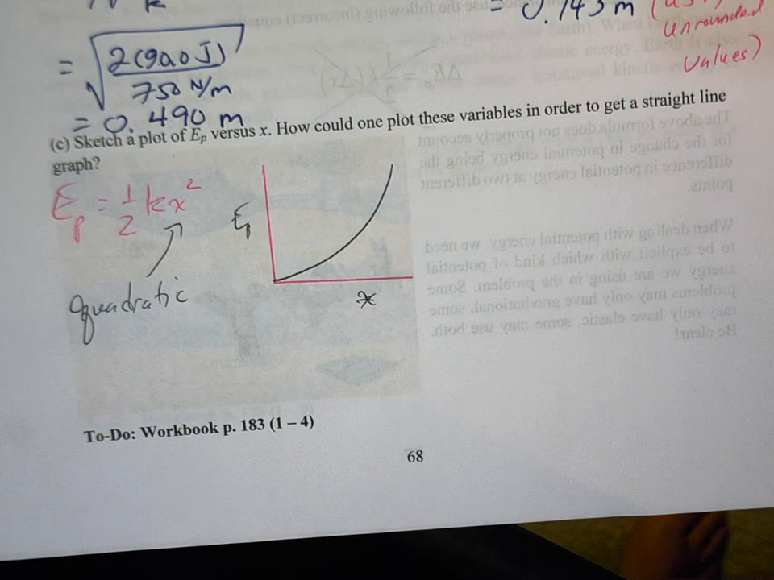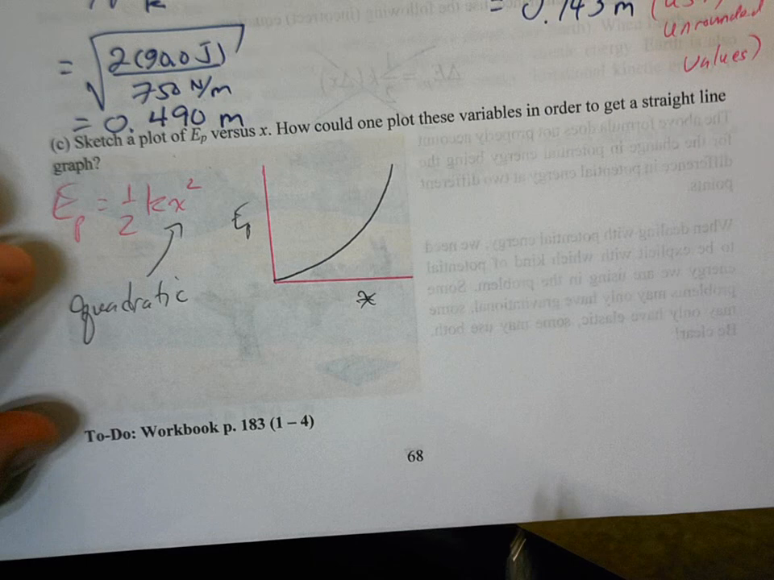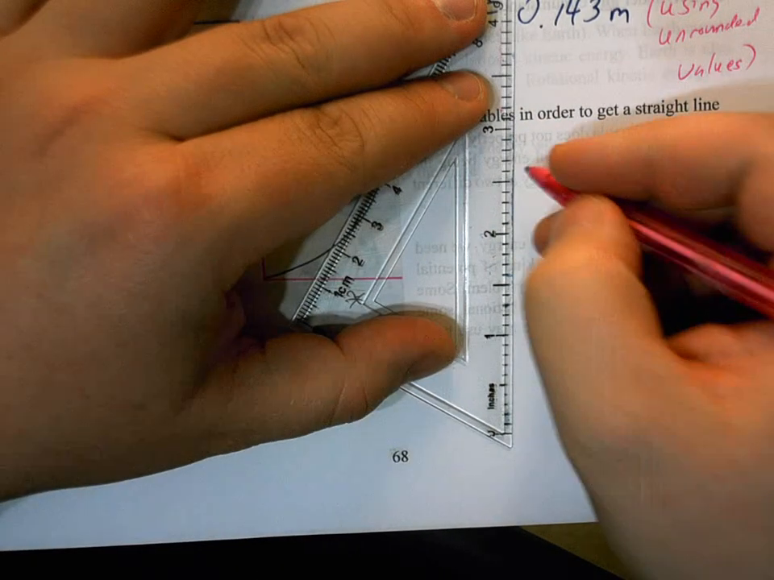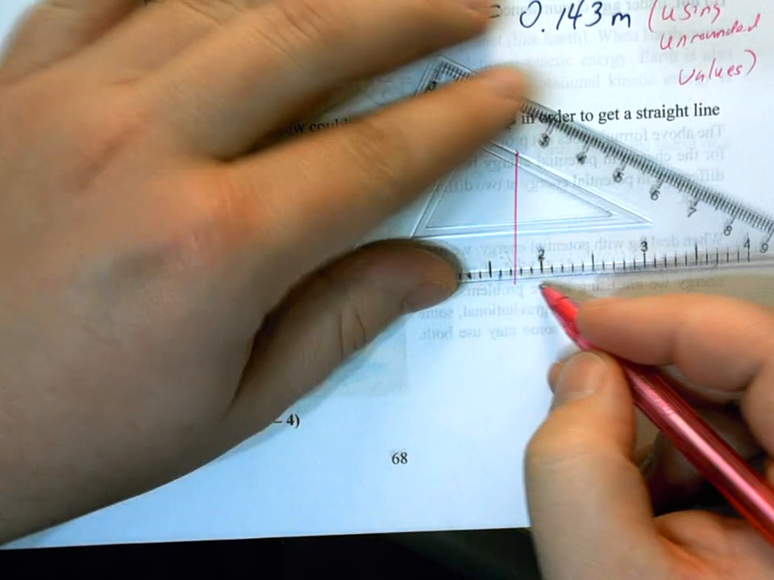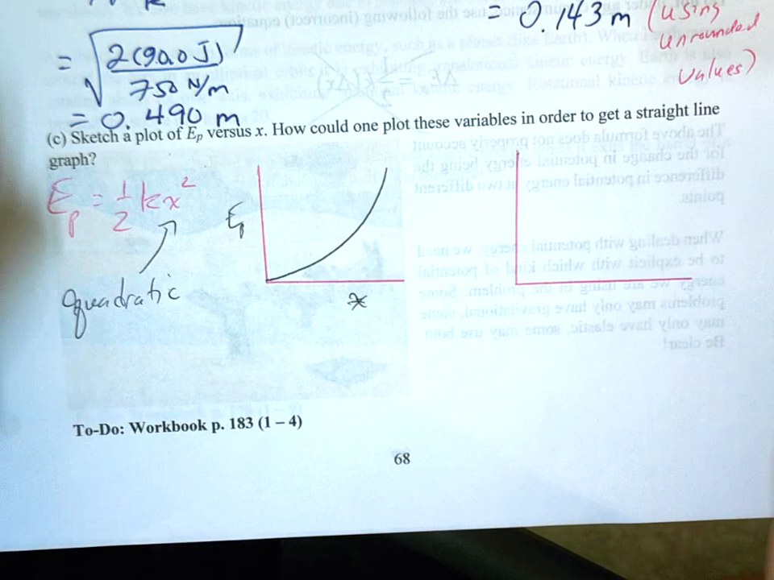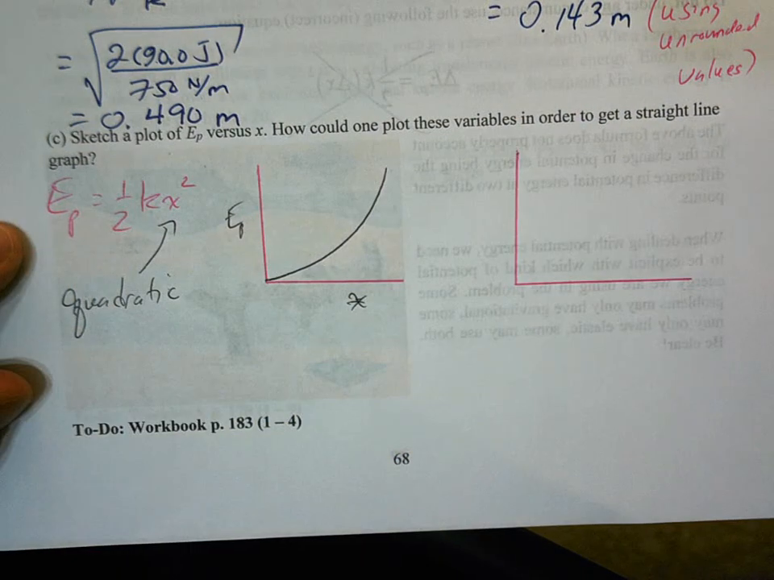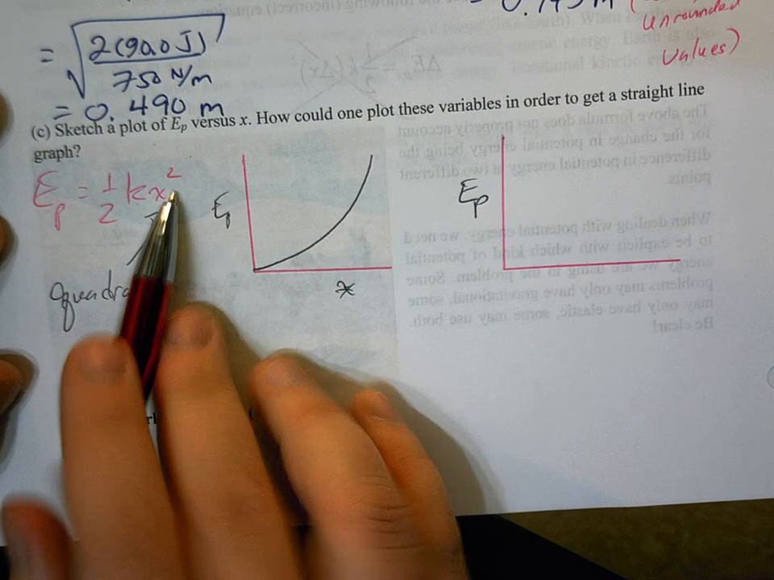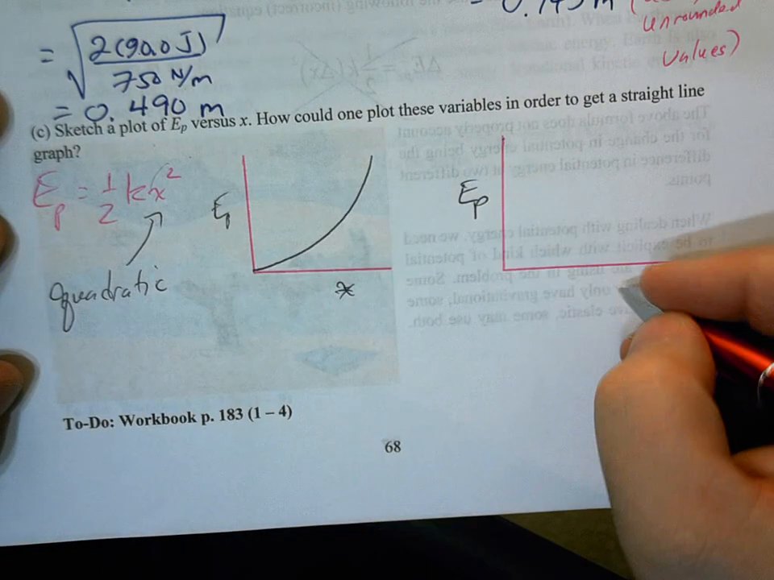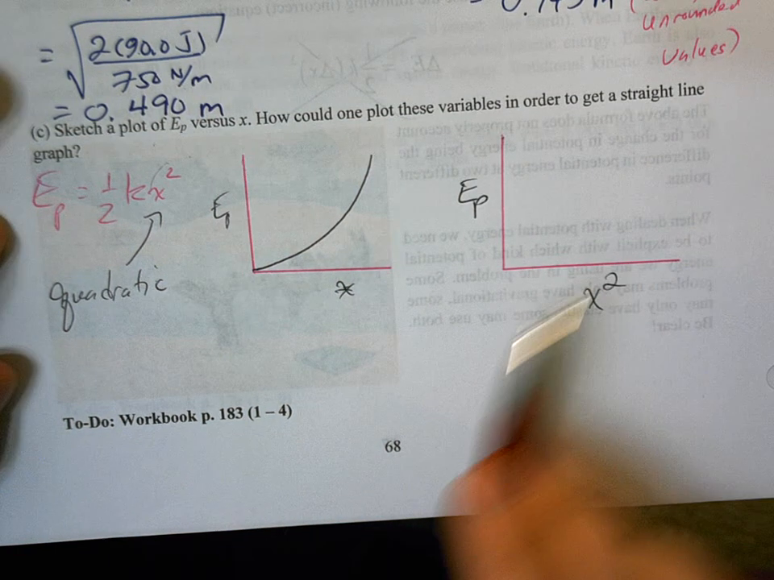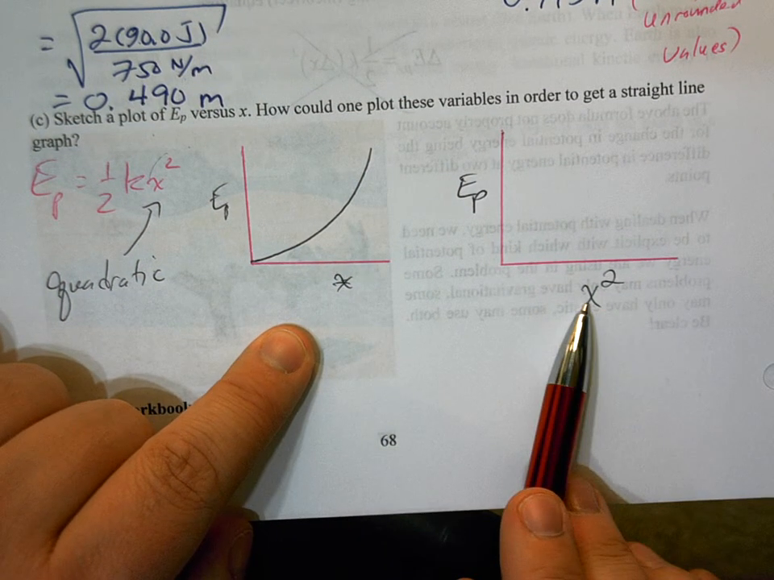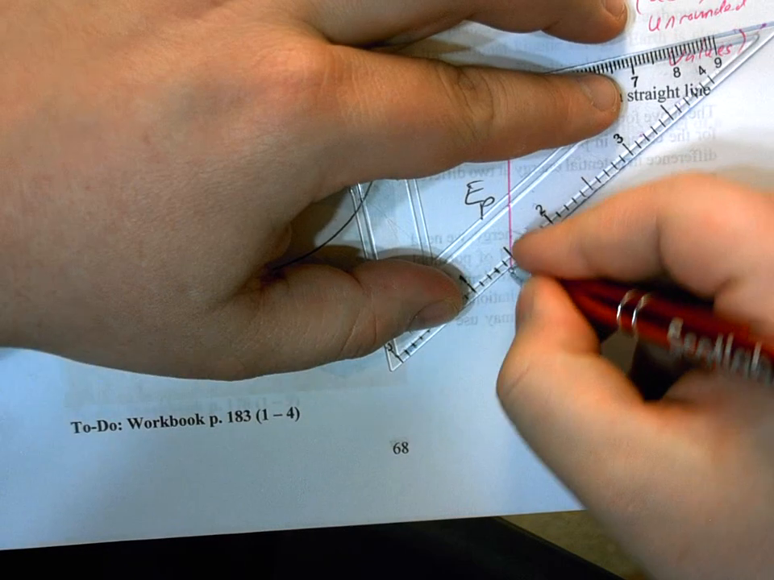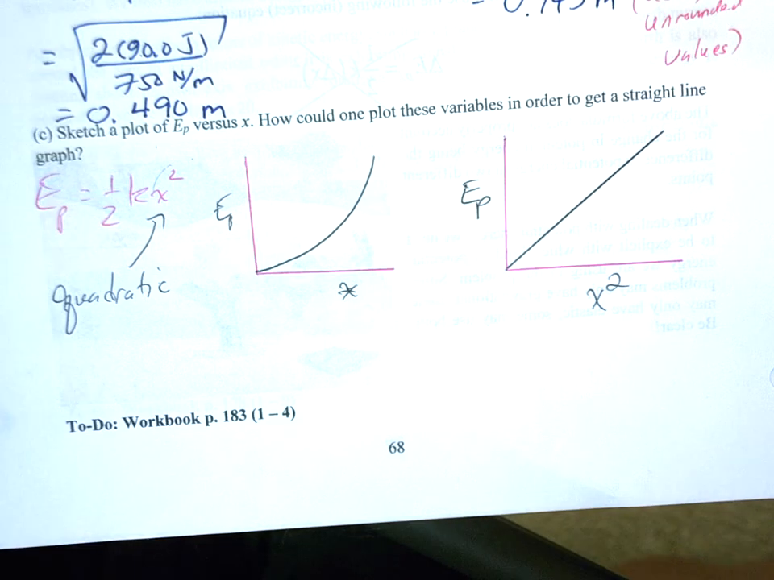There is a special way we could plot this and get a straight line. What we would do instead, and this is something that you're going to do more of in Physics 30, but we're just introducing it right now, is I still want to plot EP, but instead of plotting EP versus x, I'm going to plot EP as a function of x squared. So instead of having x on my axis, I'm going to have x squared. If I plot EP as a function of x squared, this will give me a straight line.